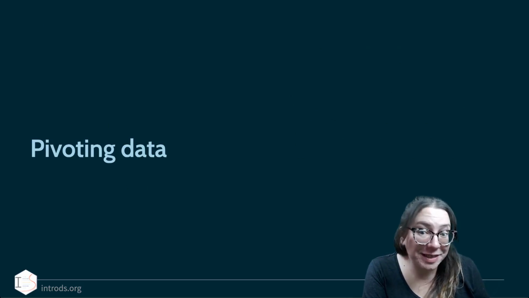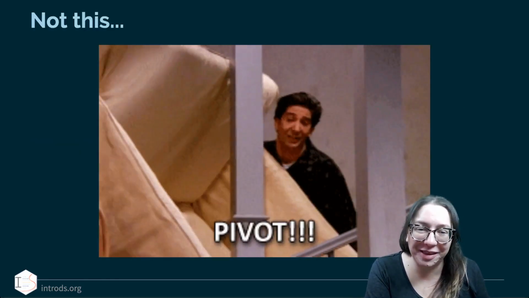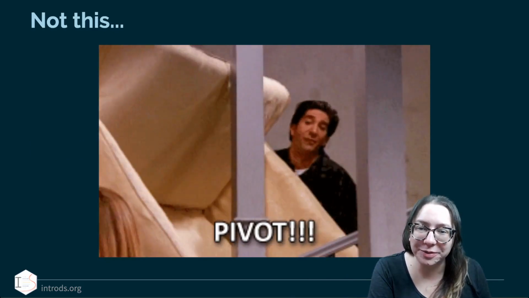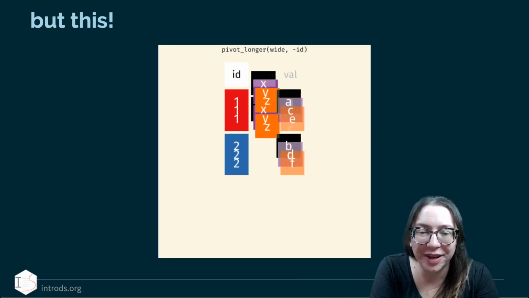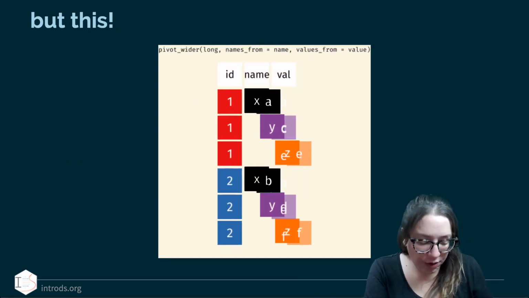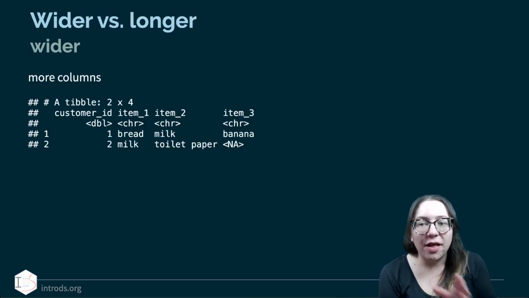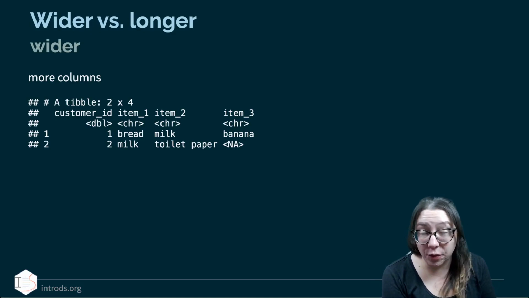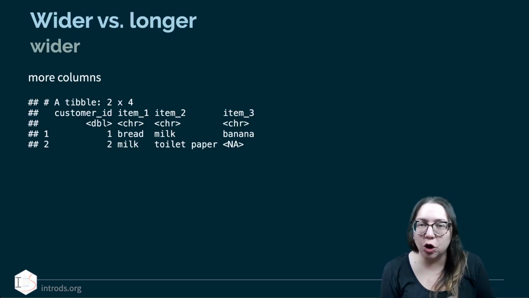So focusing on pivoting data, if you've ever seen Friends, when I say pivot, you're probably thinking about this, but this is not what we're going to be talking about. We're going to be talking about a different form of pivoting where we take data from wide to long. So looking back at the data sets that we started with, the one that we started with is the wider data frame. And I want to avoid saying wide or long, but instead focus on wider or longer.